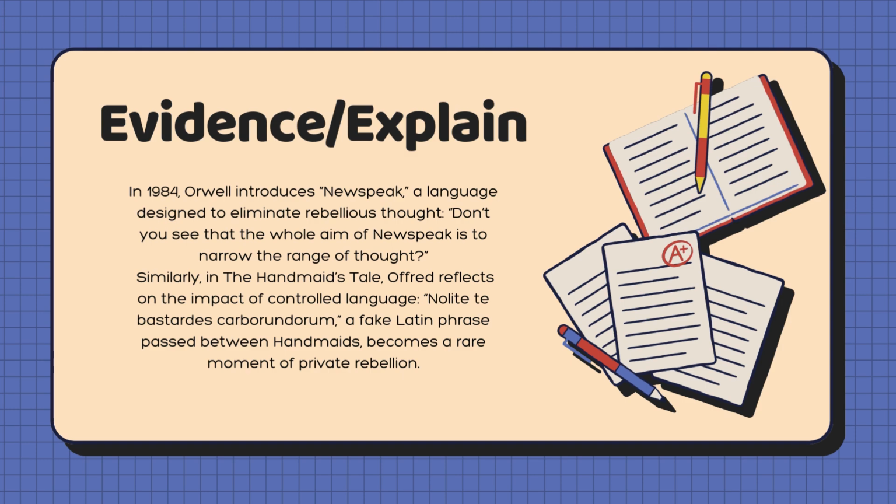Our next part is our evidence and explain. In 1984, Orwell introduces Newspeak, a language designed to eliminate rebellious thought. Don't you see that the whole aim of Newspeak is to narrow the range of thought? Similarly, in The Handmaid's Tale, Offred reflects on the impact of the controlled language. Nolite te bastardes carborundorum, a fake Latin phrase passed between handmaids, becomes a rare moment of private rebellion.